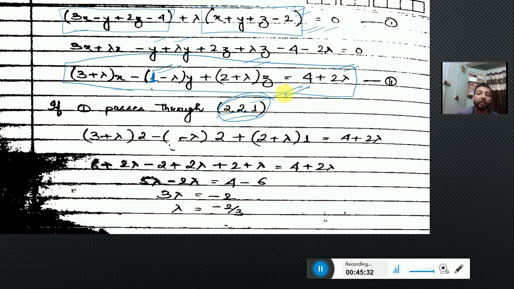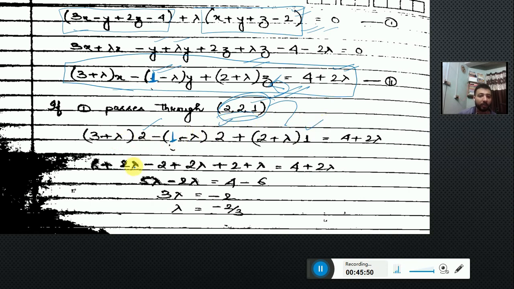So if this point is falling on this plane, then it should satisfy this plane. Clear? So my problem is lambda. I need to find my lambda. So I am putting this. Yes, I put 2. It should be 1 here. Then 2, and this is 1.